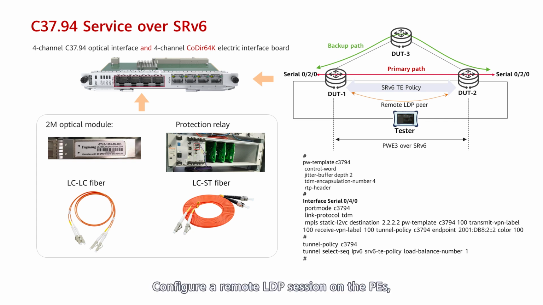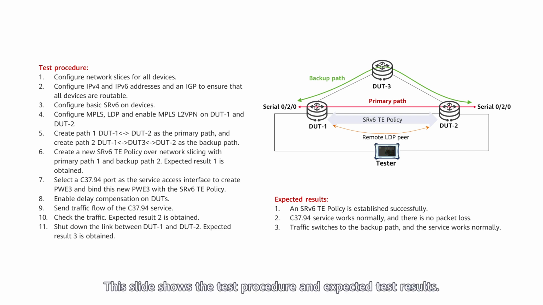The specific configurations are as follows. Configure a remote LDP session on the PEs. Configure the TDM link protocol on the serial interface. Configure a static PWE3 service and select the created SRv6 TE policy as the service tunnel. You can use a PW template to flexibly configure PW attributes, including the control word and jitter buffer parameters. This slide shows the test procedure and expected test results.